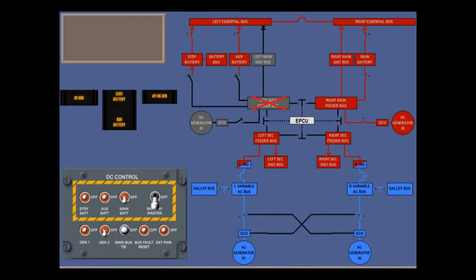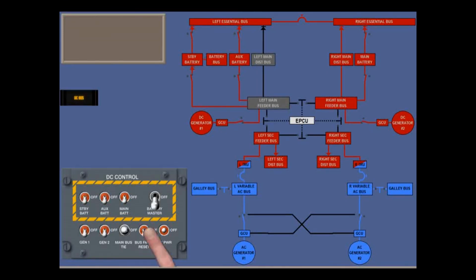If the bus fault is still there, then leave the switches off and land at the nearest airport. But if the reset worked, then the EPCU will cross-tie power to the main feeder and distribution buses. However, leave the battery and DC gen switch off as a precaution in case the fault reappears. If you see the DC bus caution light but no battery cautions or DC gen cautions, then you simply reset the bus fault and continue as if it never happened.